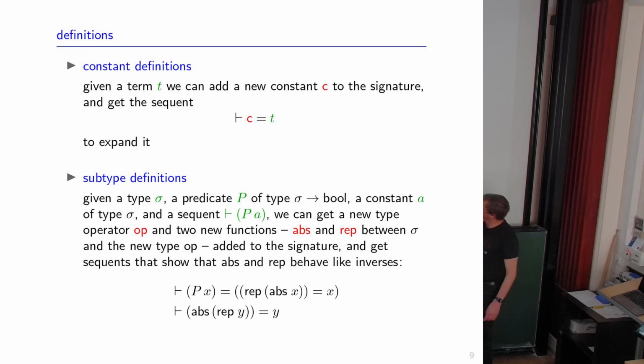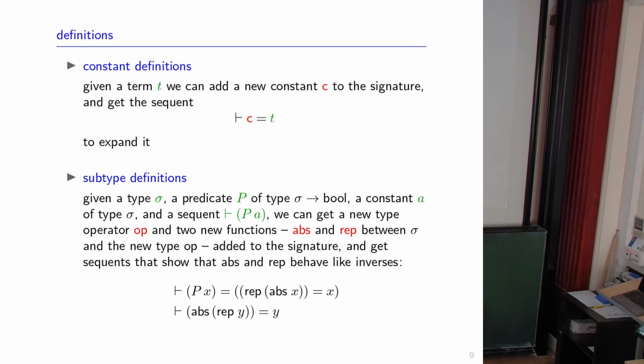So let me read it, but on my next slide I have a picture. So let's go to the picture component. If you give me 4 things, you give me a type, sigma. You give me a predicate on the type, something that cuts out part of this type. It can be true on some elements, it can be false on some other elements. Okay? You give me a constant in the type A, and you give me a sequent that's been proved that P holds for A, so A is inside the part of the type that P delimits. You can define a new type called op that corresponds to the part of sigma where P holds. And I have a picture on the next slide, so that makes it easier.